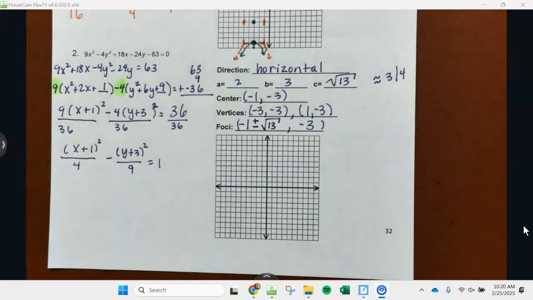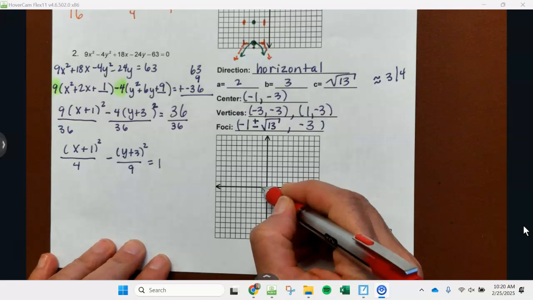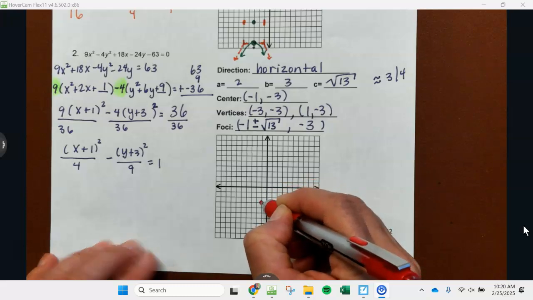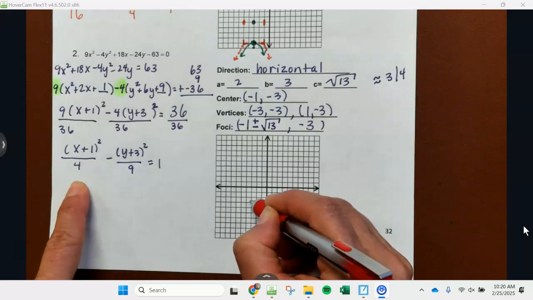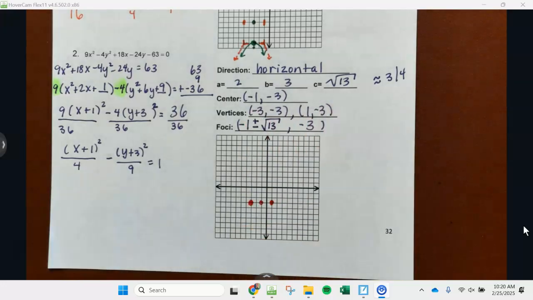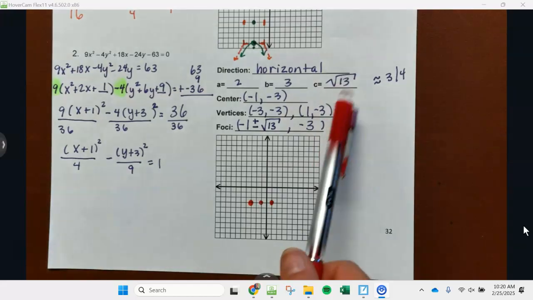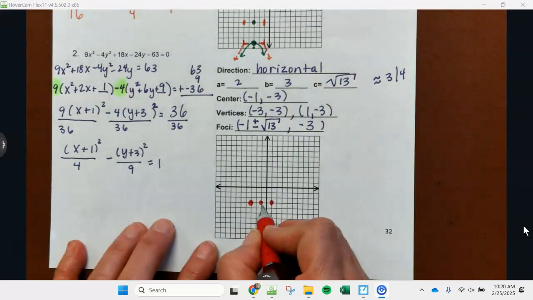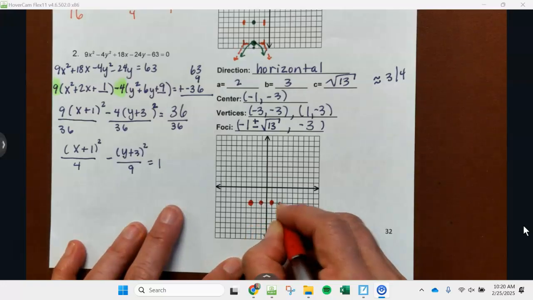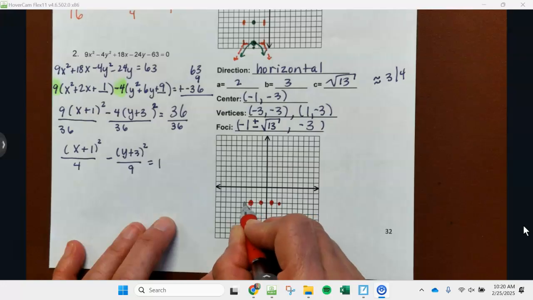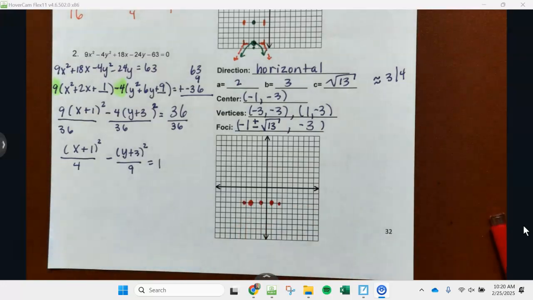Time to graph. So when we graph, start with a center at -1, -3. Remember your A value is 2, so go 2 to the right and then 2 to the left. Those are your vertices that we just plotted. Now let's plot the foci. So from the center, we're going to go a little past 3 and draw those foci. Now it's time for the invisible box.